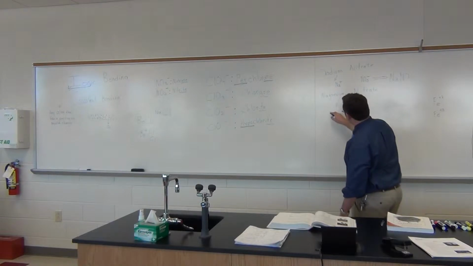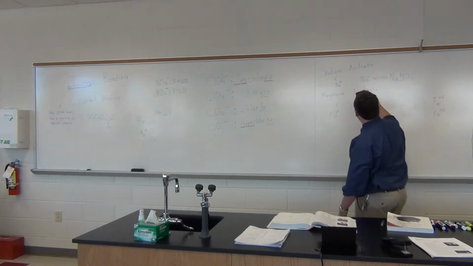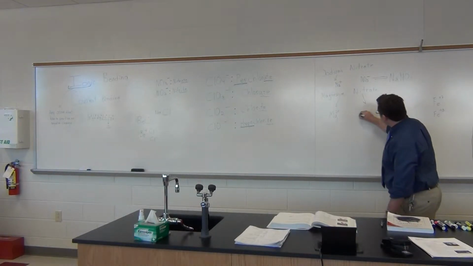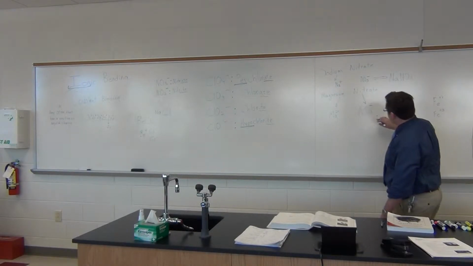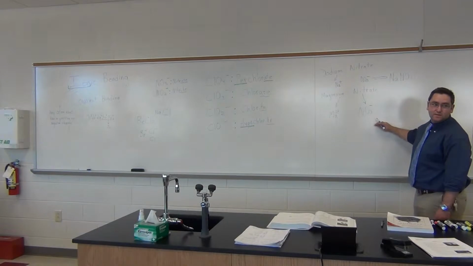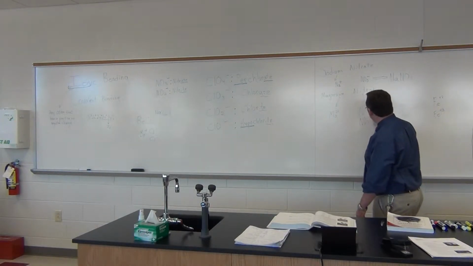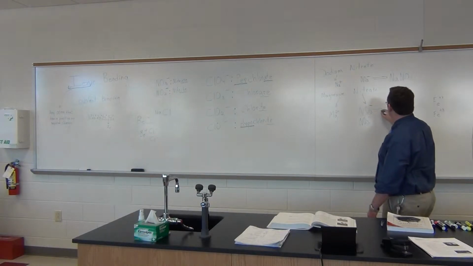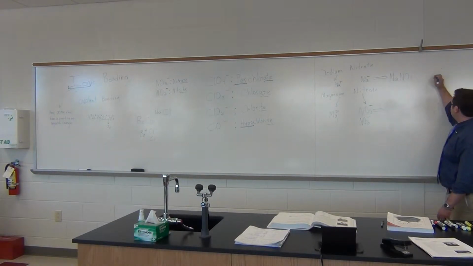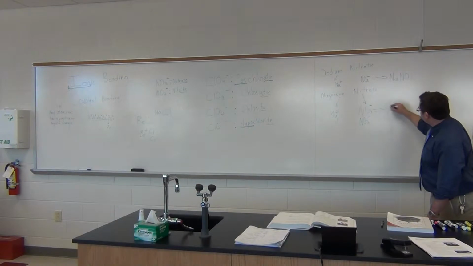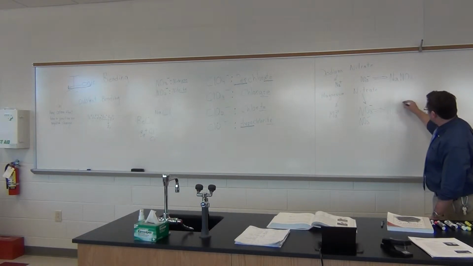Magnesium, Mg2 plus. That's my 2 plus. And your nitrate, NO3 minus. You need how many of these? Two of them. So NO3, then use your parentheses.